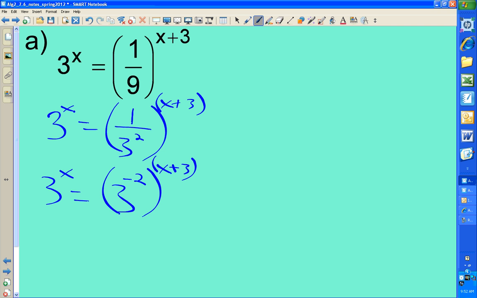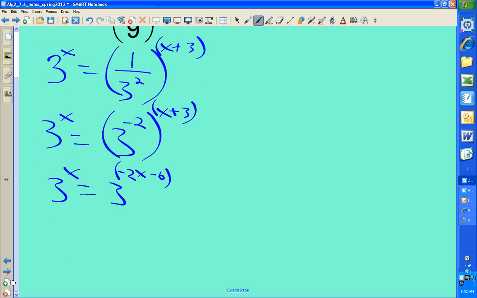So now we have the same bases, both 3's. On the right-hand side, what can I do with my powers? Multiply them. We have base to a power. 3 to the x equals 3 to the negative 2x minus 6. I'm pretty big on using the parentheses. It's not necessary, but a lot of people who don't use the parentheses, the 6 starts to fall down and become 3 to the negative 2x and then minus 6 after. Be careful with that.